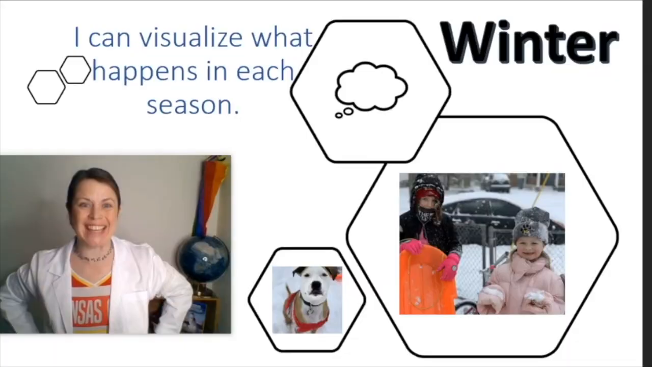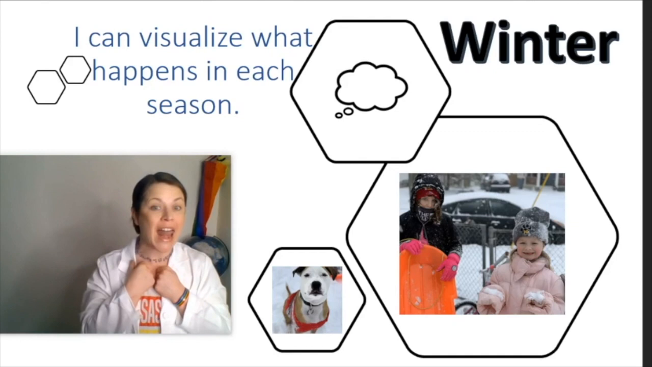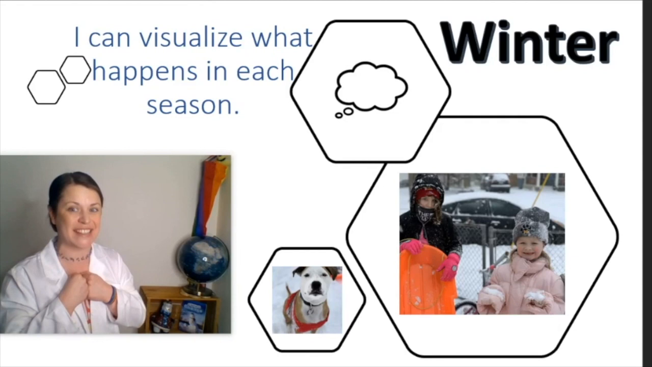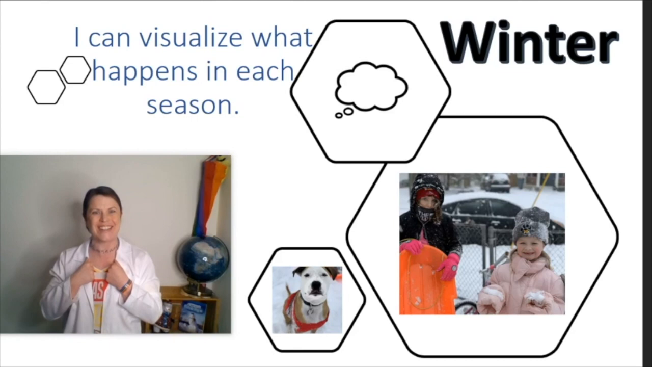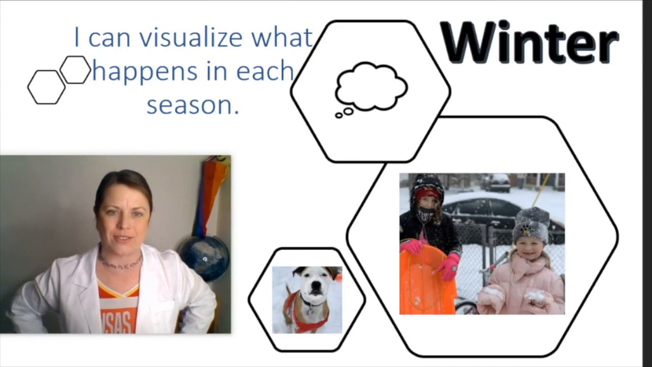What did you visualize would happen in the season of winter? Brr! Look at what I thought about. I thought about my dog, Bonnie. There she is. Bonnie's in her dog sweater because she's in the snow. And look, there's Miss Schumacher's junior scientists, Lillian and Juniper. Juniper's about ready to throw a snowball, and Lillian's ready to go sledding. What did you think about when you thought about what you would do in the season of winter?